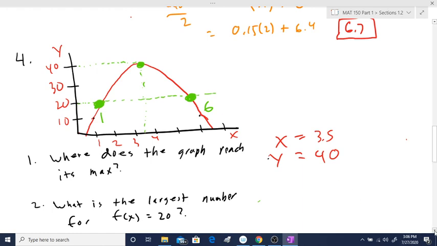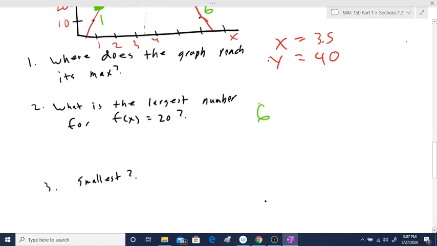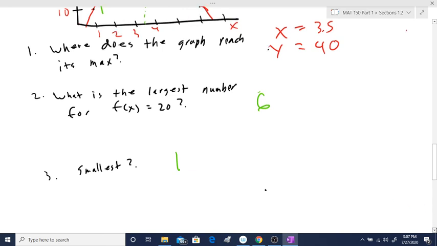What is the largest number? It's 6. What is the smallest number? It's 1. That means the smallest number that f of x could be 20 is 1. Okay?